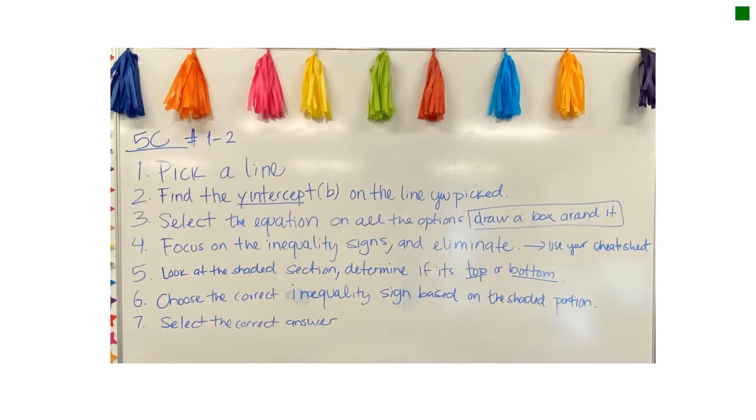All right, before we get started, I am giving you the 7 steps on how to solve KC5C number 1 and 2. Okay, so it says pick a line, find the y-intercept on the line you pick, select the equation on all the options, draw a box around it, okay, focus on the inequality sign, and eliminate. Look at the shaded section, determine if it's shaded top or bottom. Choose the correct inequality, and then select the correct answer. All right, so you guys could take a screenshot of this, a picture of this. You guys could write it on your notes, however you want. Okay, so let's get started.